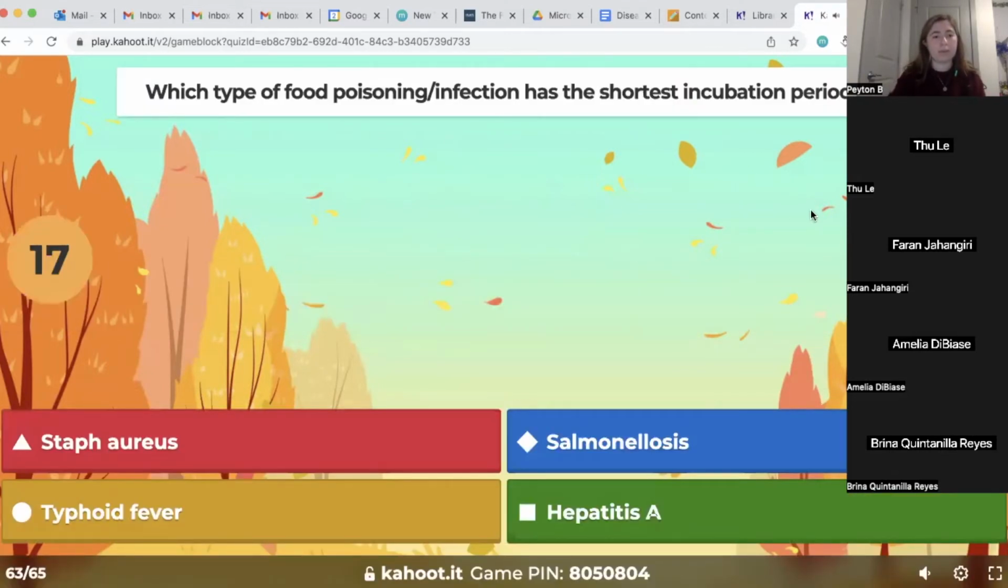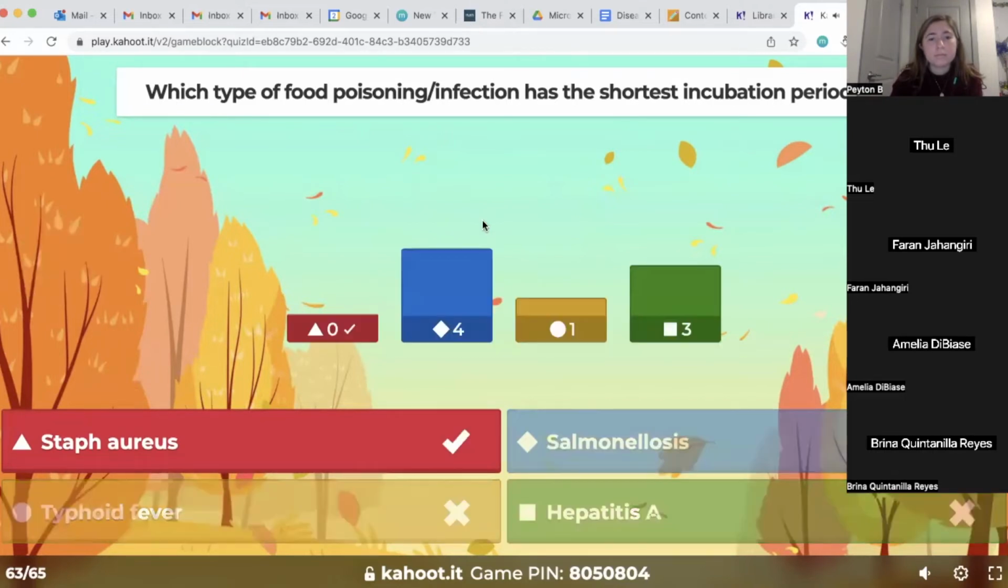All right, which type of food poisoning or infection has the shortest incubation period? So some of these happen over the course of several days, or you can get infected and it'll be several days later. Some of them happen very, very quickly, and it's a terrible 24 hours. What is the chat saying? It is actually Staph aureus.